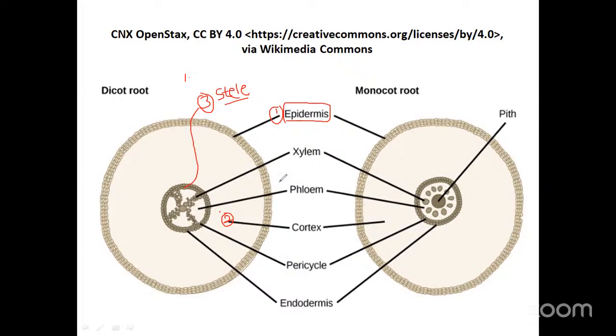Epidermis, this is the first. Let me complete the dicot root. Dicot root. I did not notice that my audio was off. Now it is on. Dicot root, monocot root difference. Both dicot and monocot have three clear regions internally: one is epidermis, second is cortex, third is stele. This empty place is the cortex and this middle place is called the stele. Now let's discuss one by one.